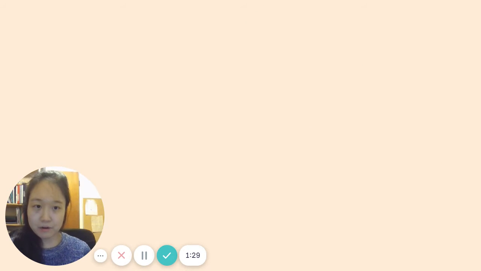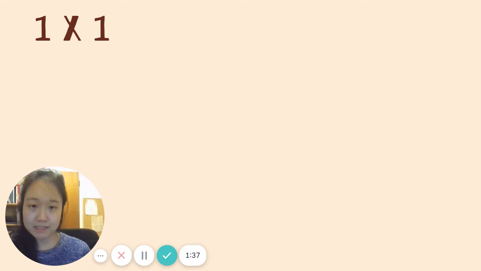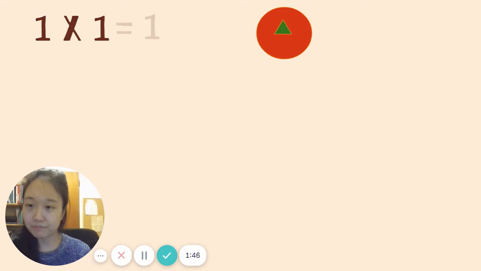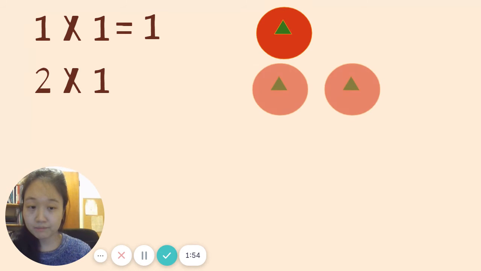So let's look at our 1 times multiplication facts. 1 times 1. That means there's one group with 1 in it, which looks something like this. The answer is 1. 2 times 1 means that there are 2 groups of 1. So the answer is 2.